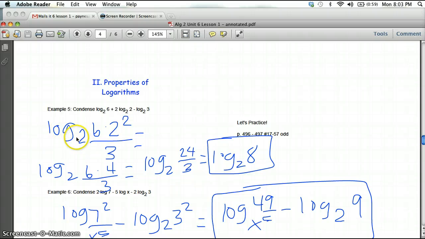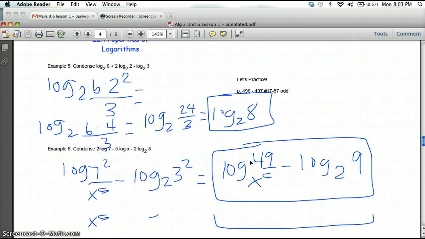So log base 2. Now here we've got 6 and then 2 to the second. So we're actually going to write 6 times 2 to the second, and the reason why is because when you add, you multiply. Now remember, when you subtract, you divide. So we're going to divide that by 3. So we've got log base 2 of 6 times 4, because 2 squared is 4. We're going to divide that by 3. And that gives you log base 2 of 6 times 4 is 24, divided by 3 is log base 2 of 8.